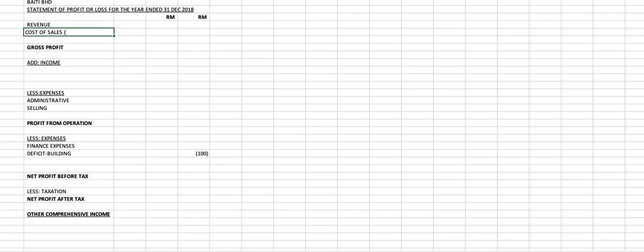So take your COGS from the trial balance. COGS from the trial balance is 150,600. When you debit your COGS, that means you add 50, so you will get 150,650. That will be your COGS. 150,650. Okay, alright, done. Next, you credit closing stock.